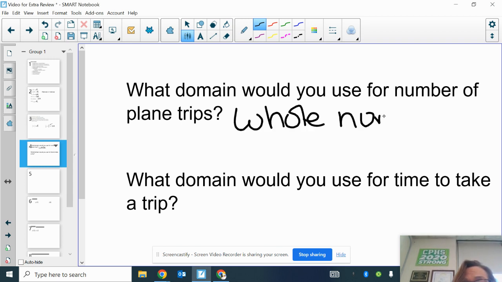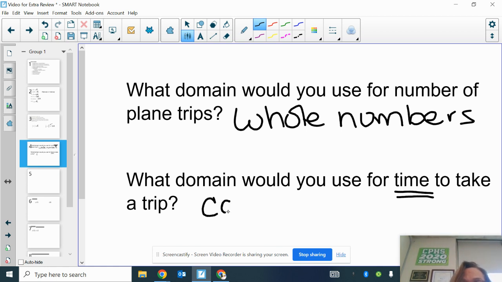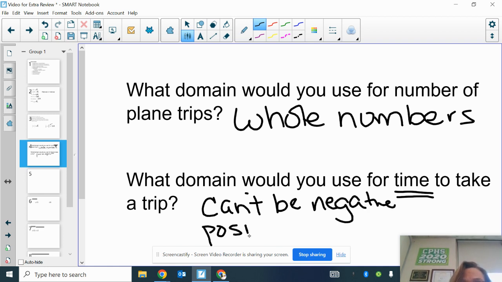Now, if it's multiple choice, you might not see what you want to see, so you have to look for something that is the best possible option. Times. Can't be negative. So probably something like positive rational or positive real. Okay.